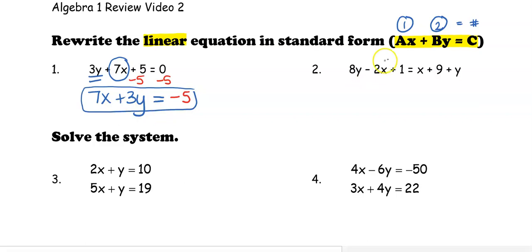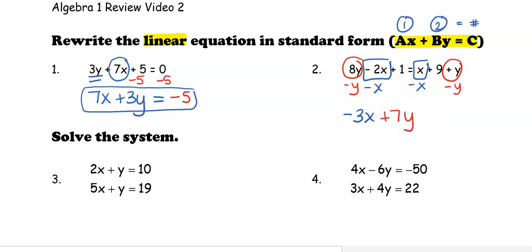Again, we're looking to put our x first. I have an x here, and I have an x here. So I'm going to move the x over, so it becomes a negative 3x. Now technically, in standard form, your first leading coefficient should be positive, but we don't really pay attention to that. It's not that important. We have our y's. Our y's are going to come second, so we need to move this y over. So 8 minus 1 is going to become a positive 7y.